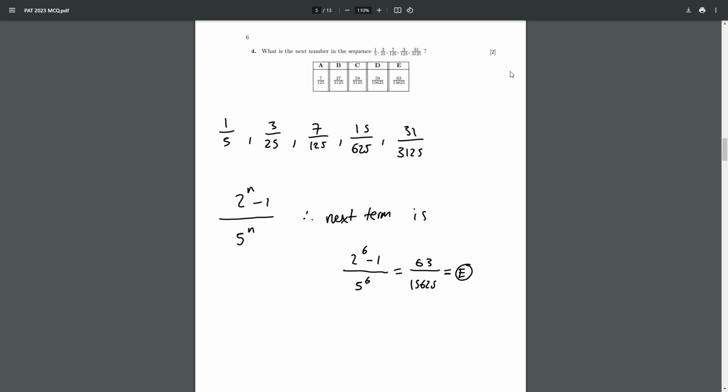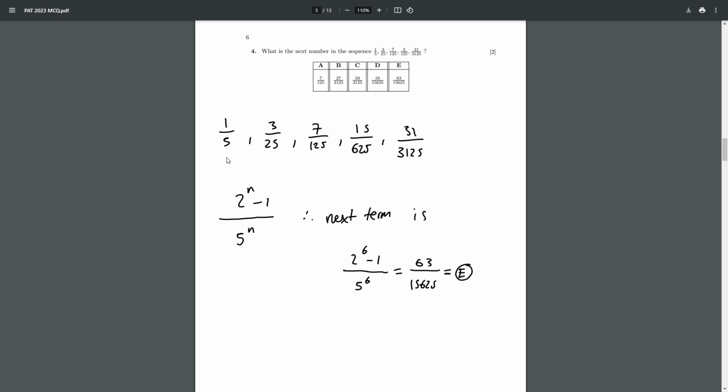5, 25, 125, 125, and 3125. So the weird thing here is that it's 125 twice here, but this could be a simplified fraction. So if we force the power of 5 to appear in the denominator, because that's the pattern we've spotted, we can get it as 15 over 625 by multiplying by 5 on the top and bottom. So now this is our sequence, and our denominators are now powers of 5.